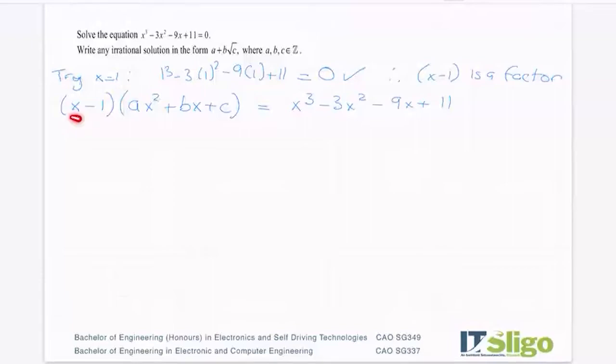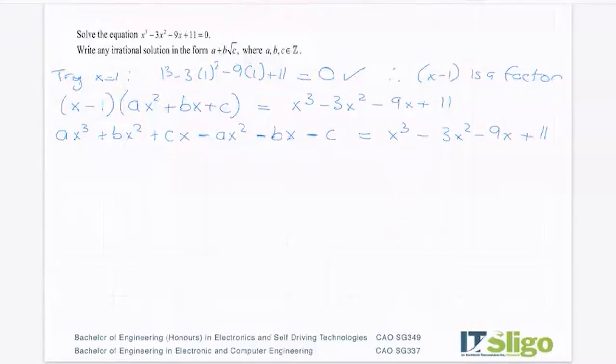So I'm going to multiply x by everything in the second bracket and then go back for -1 by everything in the second bracket. Okay, so x by ax squared is ax cubed, x by bx is bx squared, x by the c then is cx. Now, -1 by ax squared is minus ax squared, -1 by bx is minus bx, -1 by c is minus c. And we know that that has to be equal to my cubic equation.